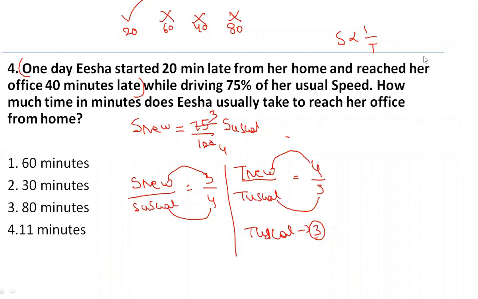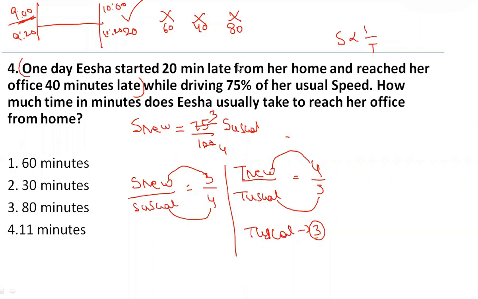One day Isha started 20 minutes late. Let's say that she needs to start by 9 o'clock. She started around 9:20. If she is maintaining the same speed, and she needs to reach the office by 10 o'clock, she will reach by 10:20. So the speed is not having any effect. She started late, that is the reason she reached late. There is no effect of time change because of the speed.